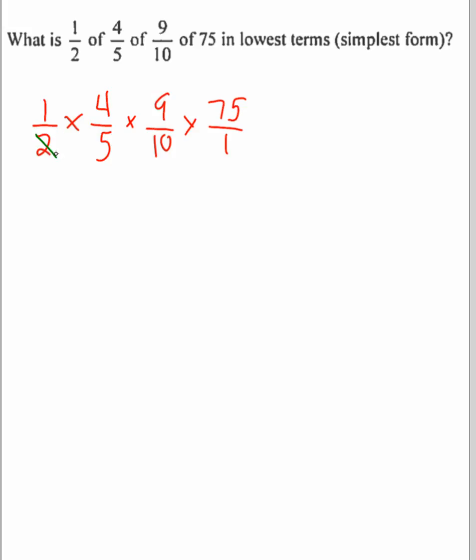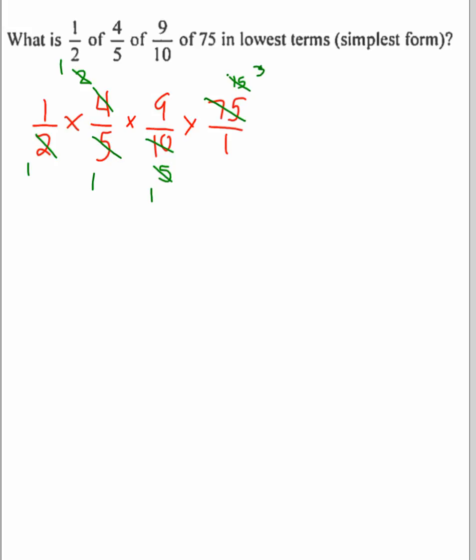2 goes into 2 once and 2 goes into 4 twice. You know that 2 goes into 2 once and 2 goes into 10 5 times. You know that 5 goes into 5 once and 5 goes into 75 15 times. You know that 5 goes into 5 once and 5 goes into 15 3 times. So notice that you can cancel out things that have already been canceled out.